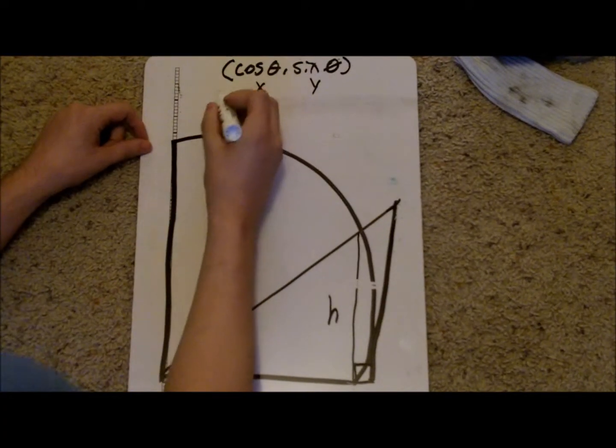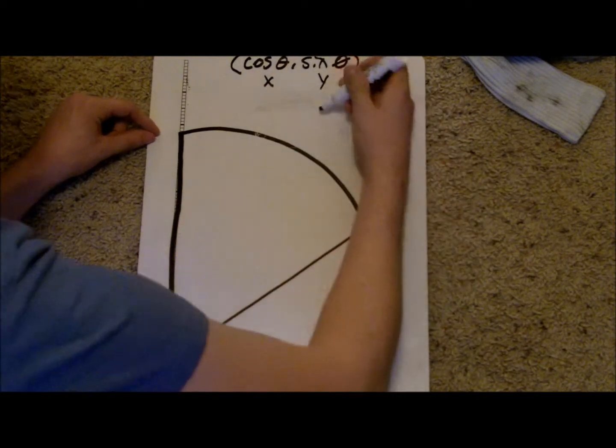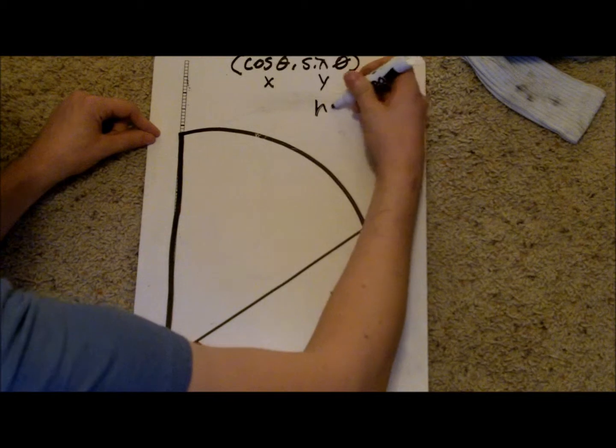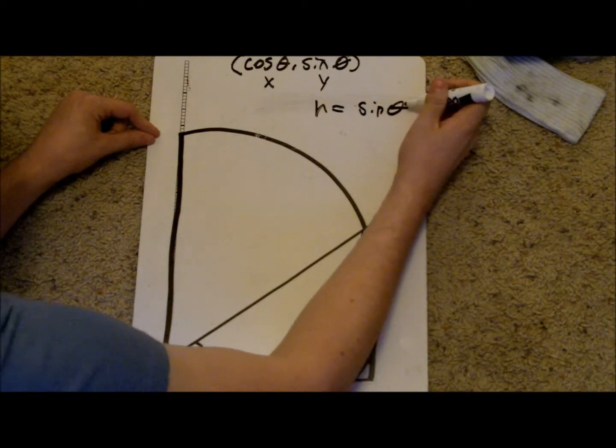Next, we need to find the height of the smaller triangle. Since we know that any given point on the unit circle is given as cosine theta, sine theta, we also know that the height is given as the y of the point on the unit circle. So the height equals sine theta.